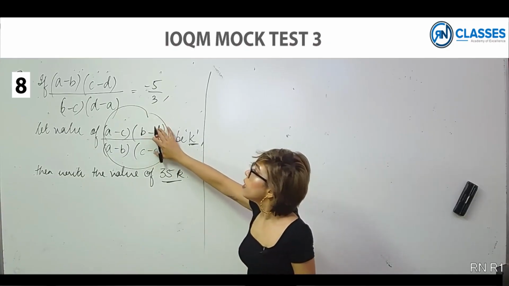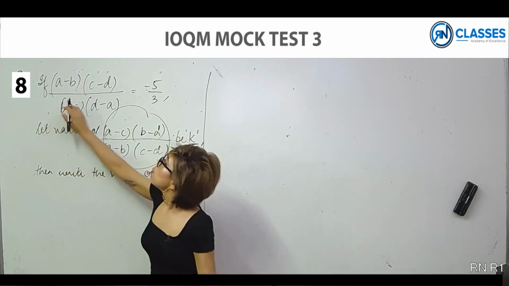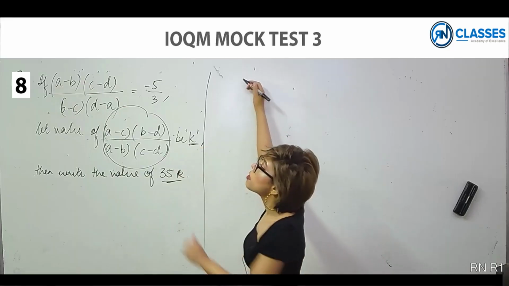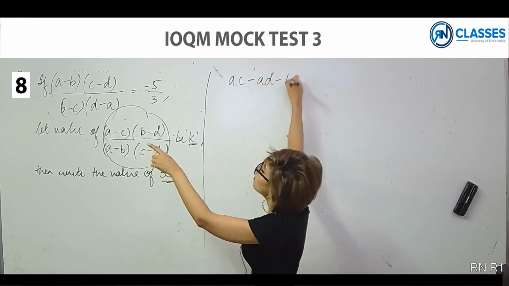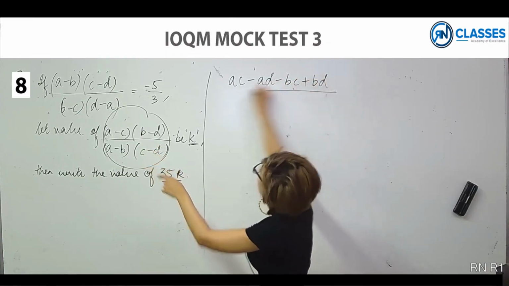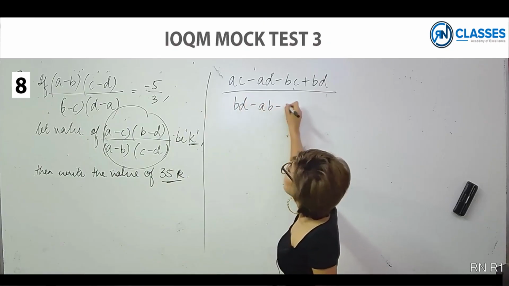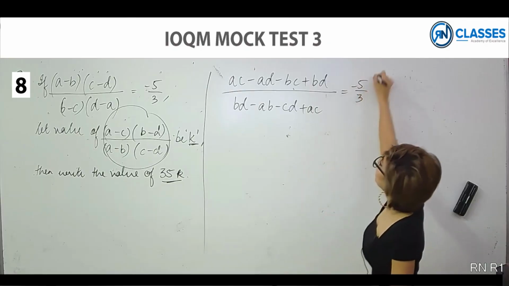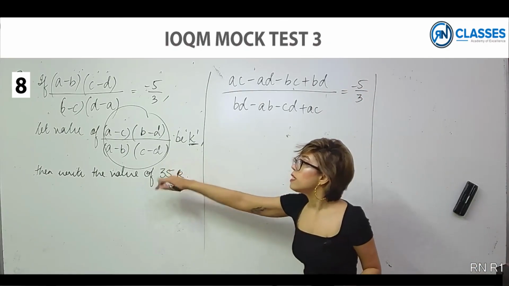Now in order to find this, first of all I'll try to understand what this is saying. I have no option, so what I do is I'll just open them now and let's see what happens. If I multiply this out, I will get (AC minus AD minus BC plus BD) whole divided by, and then I will do (BD minus AB minus CD plus BC), equal to minus 5 by 3. Right? This is given to us.